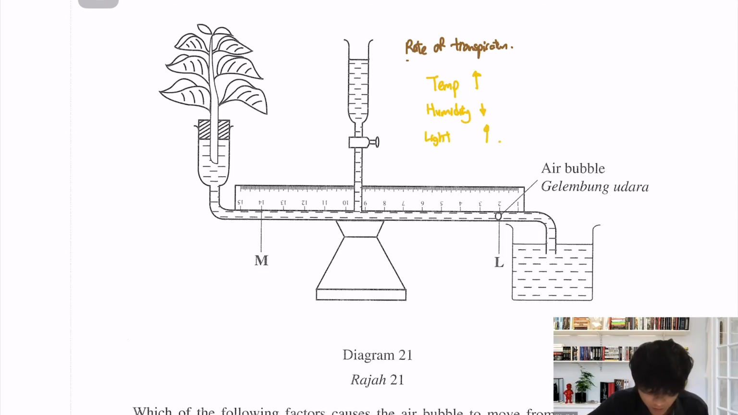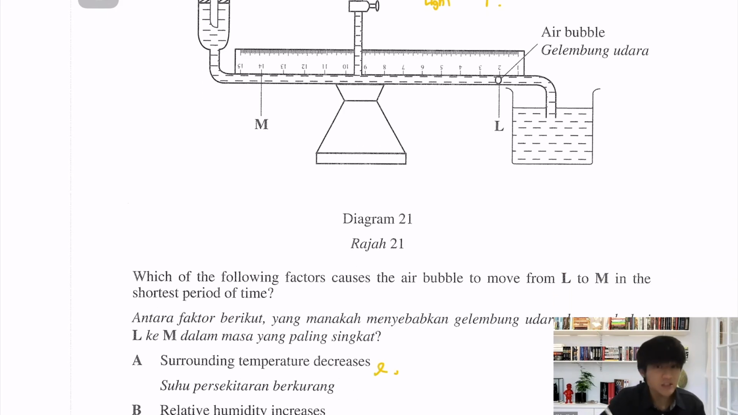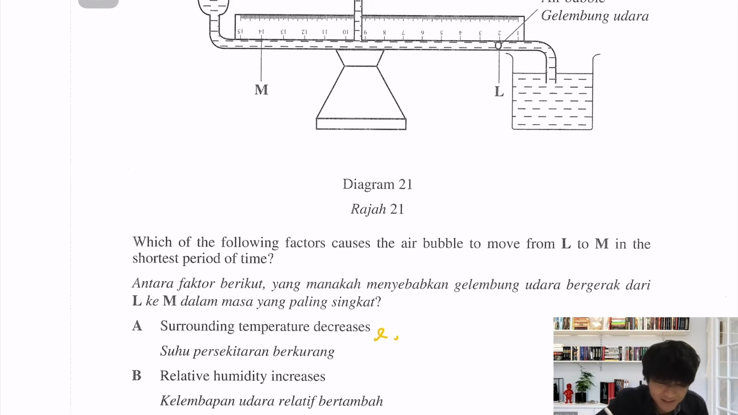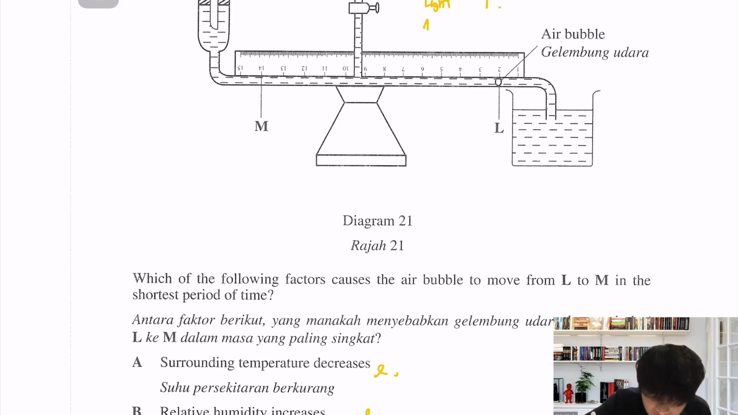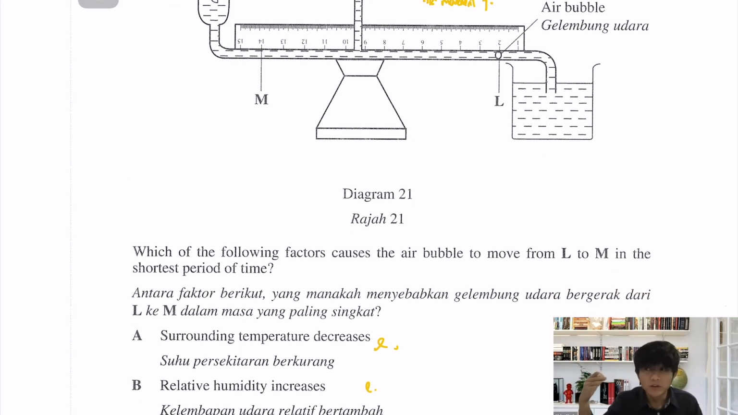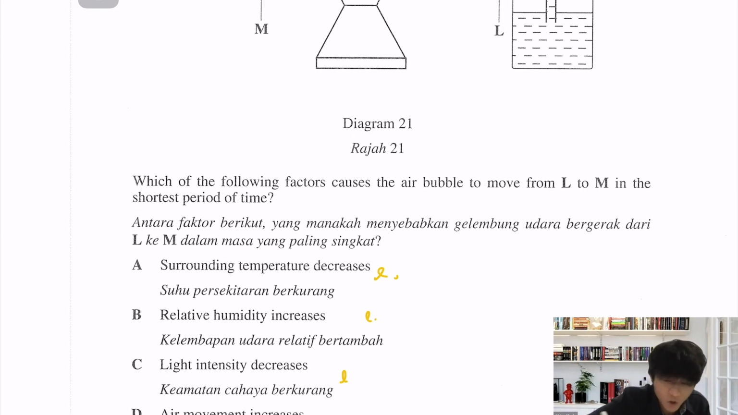So surrounding temperature decrease? You just imagine transpiration is how plants sweat. How can plants sweat more when temperature is low? Not possible. Wrong. Relative humidity increases. As what I mentioned, you must have dry humidity, only then will the plant sweat more. Light intensity decreases, not quite right. Oh, I forgot, there is one more, which is air movement. Your air movement must be very fast. Imagine it's very windy, so the water molecules will diffuse faster. So the answer is D.